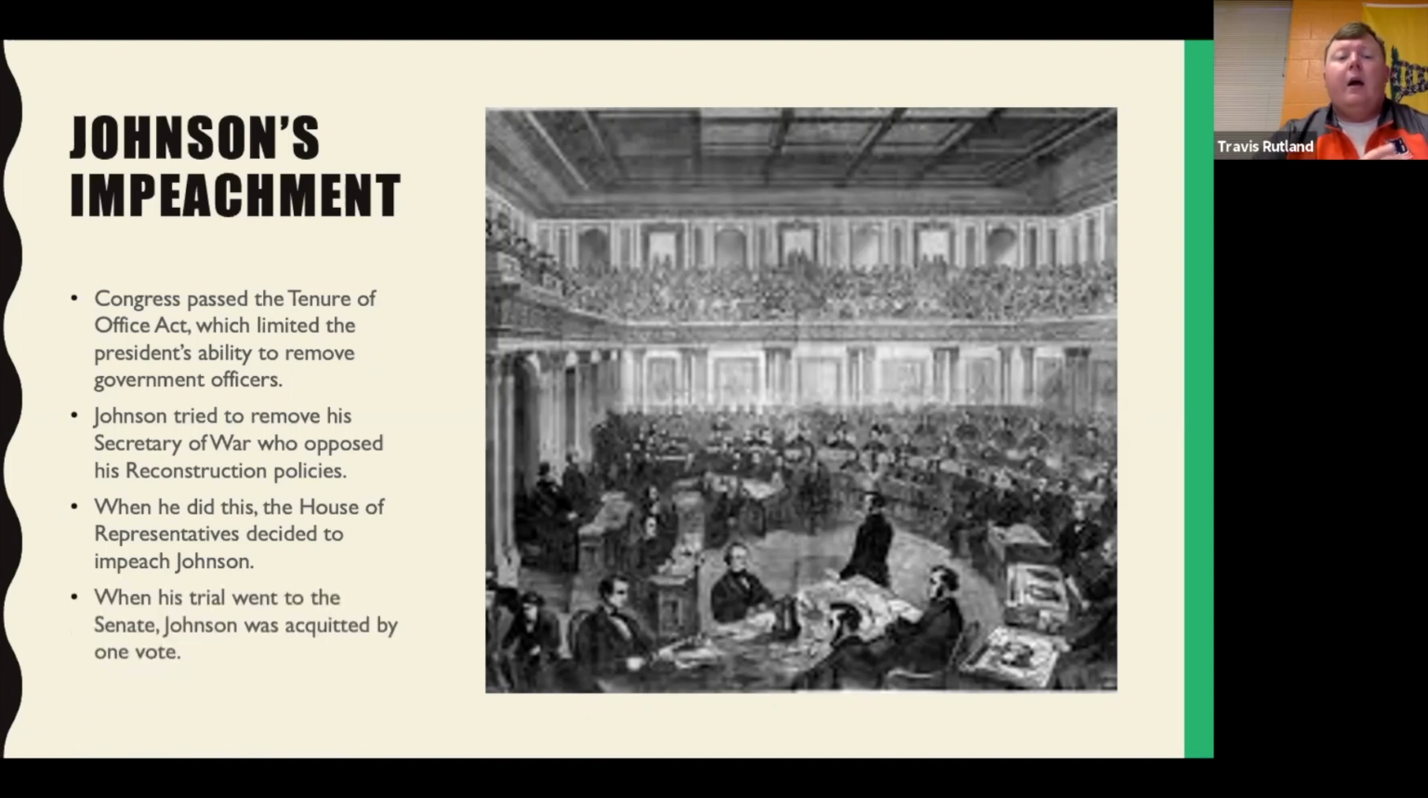When his trial went to the Senate, Johnson was acquitted by 1 vote. So Johnson is also the first president not to be removed after his impeachment. He gets to remain president.